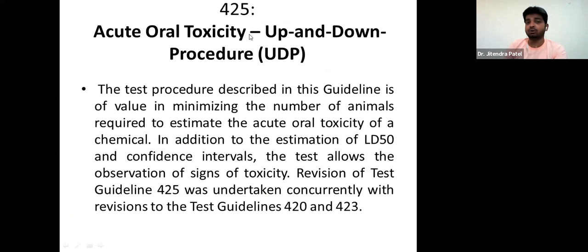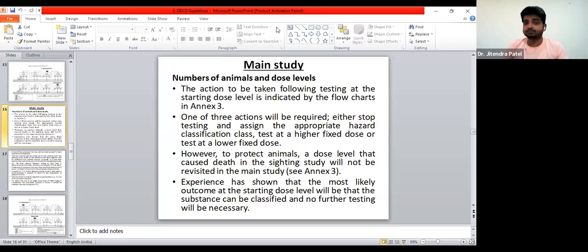So in the same way 425 is there, the acute oral toxicity up-and-down procedure, right? So in this way we are going to determine all the different types, which dose is the toxic dose, or which dose is the effective dose, right, for any new chemical or any new chemical entity, right?